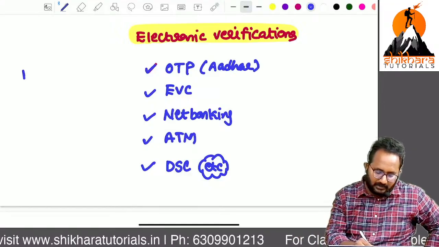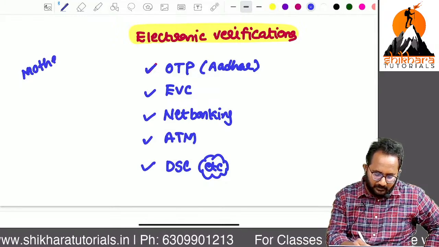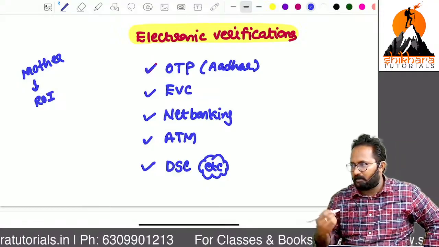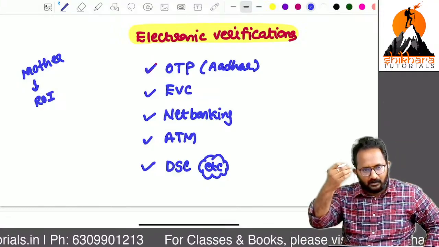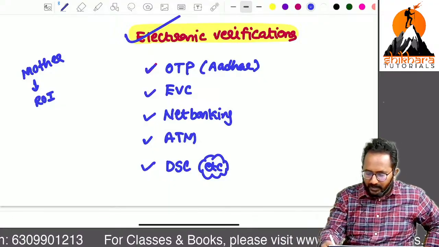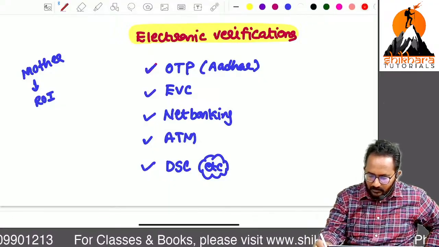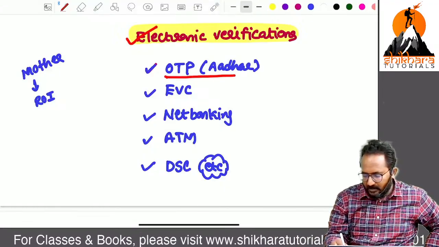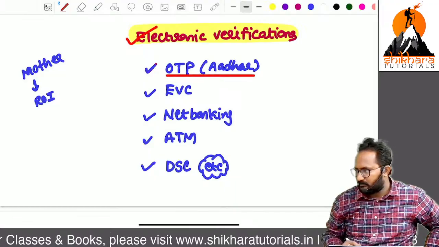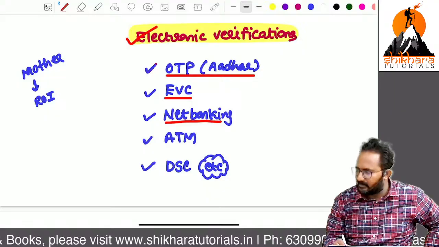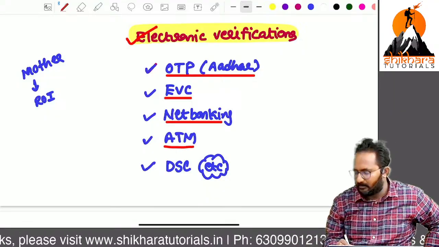Sir, my mother wants to file the return of income. So at the end of the return of income, that means in the last stage of filing, what do we need to do? E-verification. But now, sir, a mobile number is not linked with the Aadhaar, and she doesn't have a mobile number also. There is no net banking. There is no ATM card.